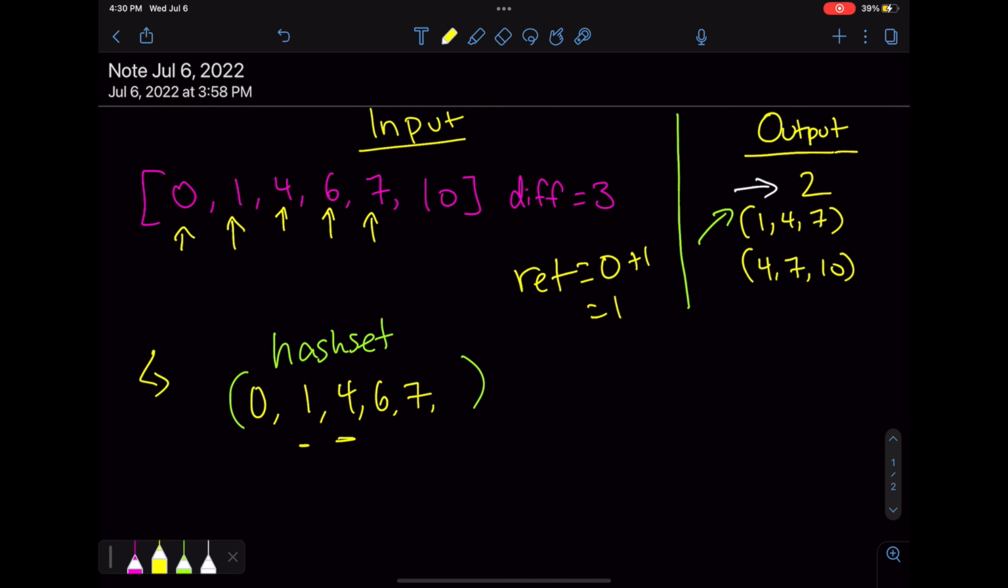So finally, we would go to the value 10. Now we'd ask ourselves, is 10 minus the diff in our hash set? In this case, it's 7, so yes, it is. It's right there.